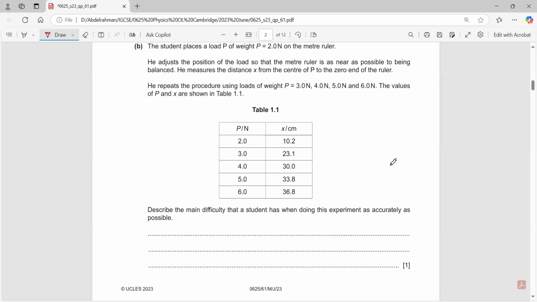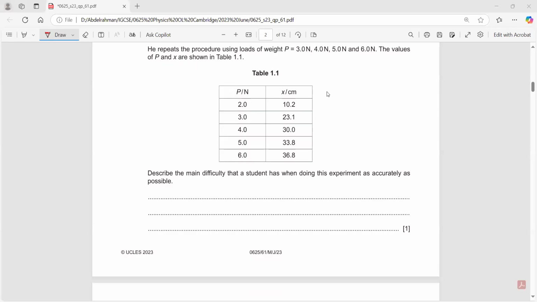Then describe the main difficulty: it's hard to balance the ruler. Yes, it is very difficult. We have several difficulties in this experiment, but the main difficulty is that he cannot obtain an accurate balance. Let me write it down: he cannot obtain an accurate balance.